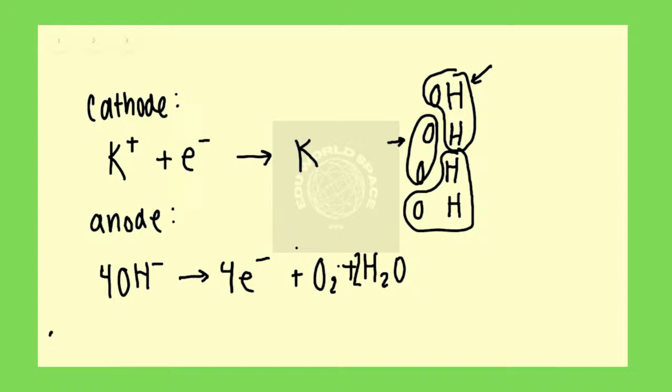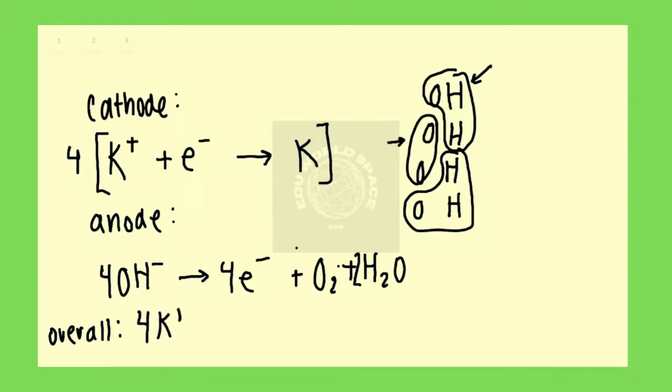Now, for the overall reaction, we need to have an even number of electrons on either side of the equation so that we can cross them out. So because of this, we're going to multiply our cathode reaction by 4. And then we will be able to write our overall reaction.